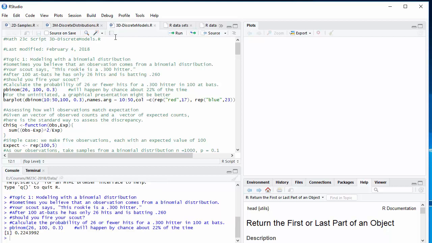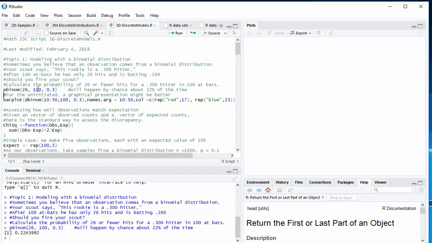Let's start with the binomial distribution, and let's think of baseball as a model. You're a baseball manager, and your scout says, this rookie's a .300 hitter, meaning, I think when this rookie goes to the plate, the probability is 30% that he'll get a hit. Well, you're a month into the season. This rookie's been at bat 100 times. He has only 26 hits. He's batting .260. And the question is, should you fire your scout? The scout said this is a .300 hitter, and it looks like he's a .260 hitter.